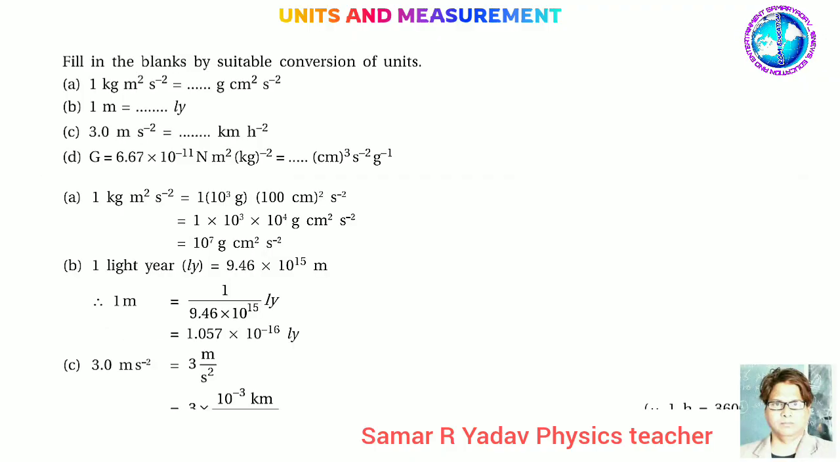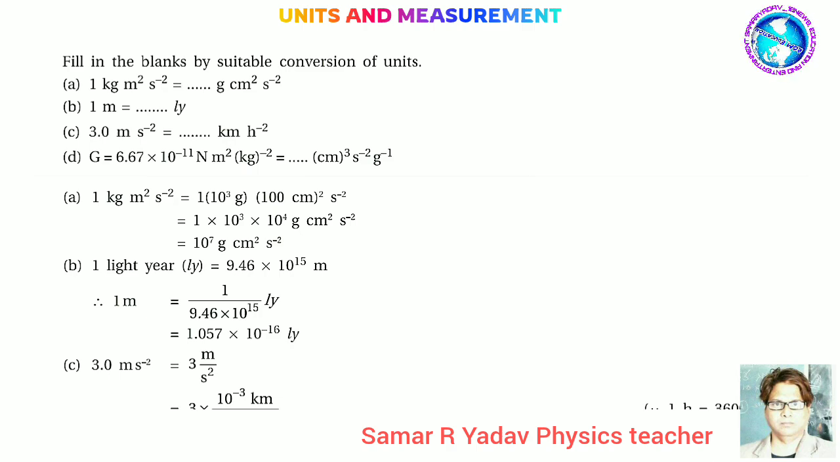Fill in the blanks by suitable conversion of unit. A: 1 kilogram meter square second to the power minus 2 is equal to dash gram centimeter square second to the power minus 2. B: 1 meter is equal to dash light year. C: 3.0 meter per second square is equal to dash kilometer per hour square. D: G is equal to 6.67 times 10 power minus 11 Newton meter square per kg square is equal to dash centimeter cube second to the power minus 2 gram to the power minus 1.